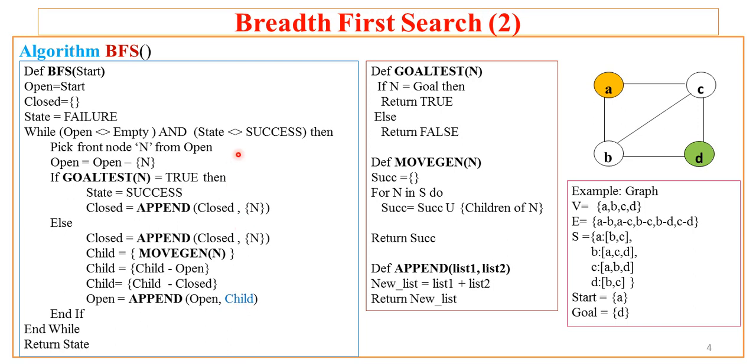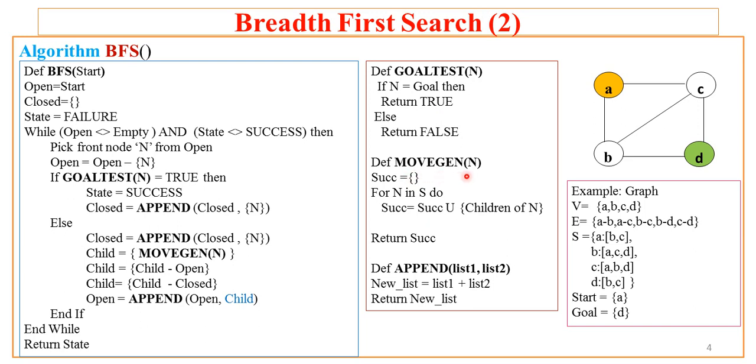Now let us focus on the sub-algorithms. Like the goal test function, what it does is it takes the given node and checks whether that node is the goal node or not. For example, if we start with A, then the goal test function will take n as A and will try to match whether that A is the goal or not. But in our case, the goal is D, and as A is not matching D, it returns false. Otherwise, it would have returned true.